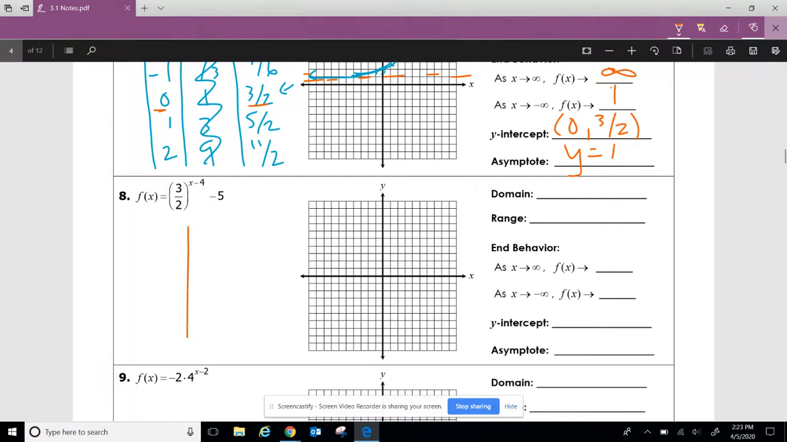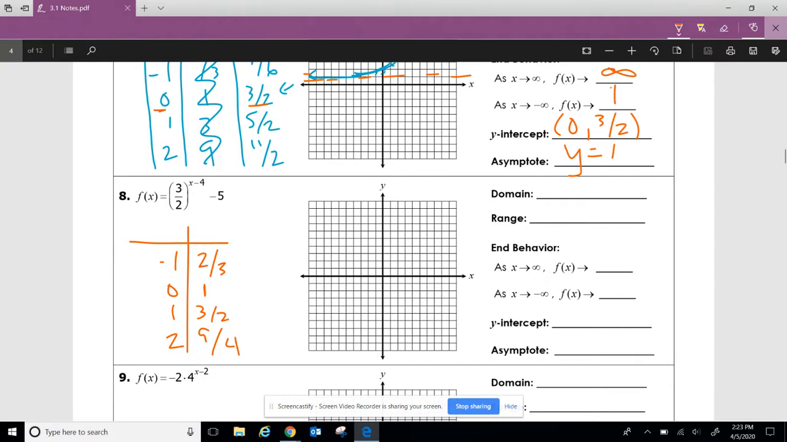All right, so our base is 3/2. So if it's -1, 0, 1, 2, I'm just going to do a couple. So 3/2 to the -1 power just flips that fraction, makes it 2/3. 3/2 to the 0 power is 1. 3 halves to the first power is 3 halves. And to the second power would be 3 squared over 2 squared.